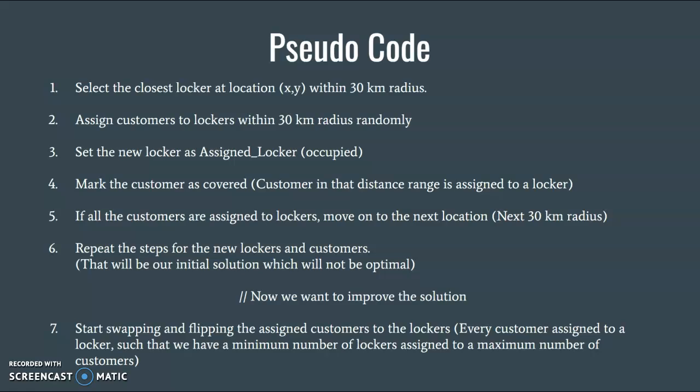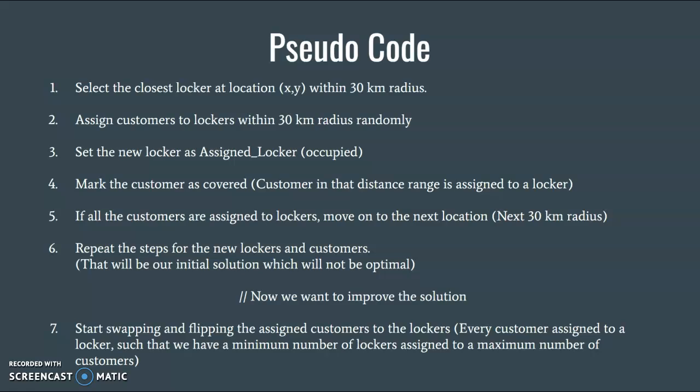If all the customers are assigned to lockers within that area, we move on to our next 30-kilometer radius. We repeat all these steps for every locker until we cover all the customers within that area. However, that will be our initial solution, but it will not be optimal because maybe closer customers can be assigned to closer lockers. So we wanted to improve that solution so we can have an optimal solution.